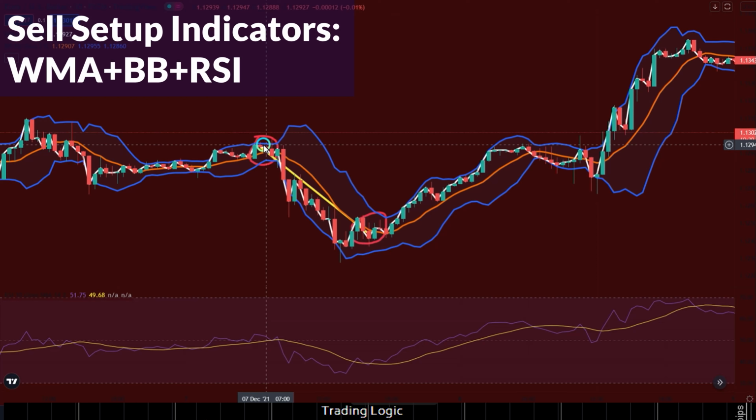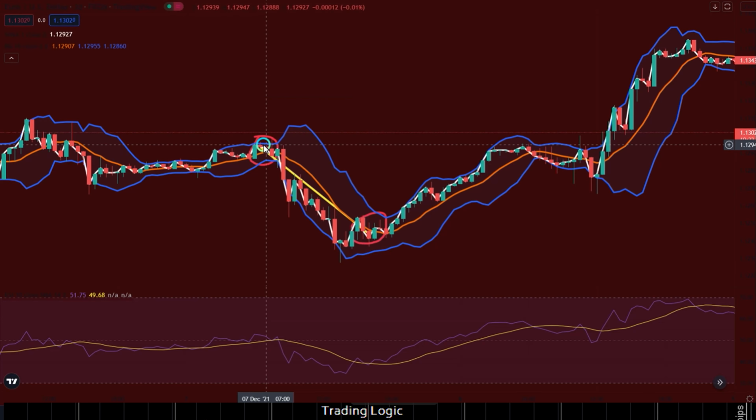And let's start with the sell entry rules. We will need 1 weighted moving average, that is 1 period. Then we will need 1 Bollinger Bands, that is 2 deviation and 10 period, and we will be looking at the middle line. Then we will need 1 RSI with a period of 30. So put those on the chart and I show you the strategy.